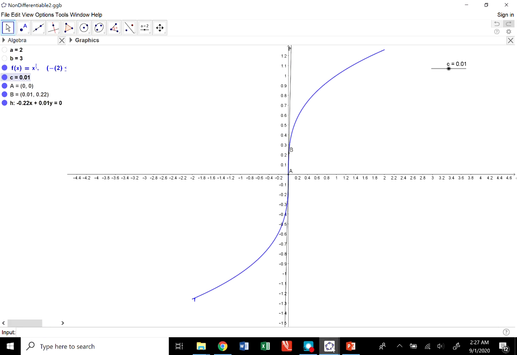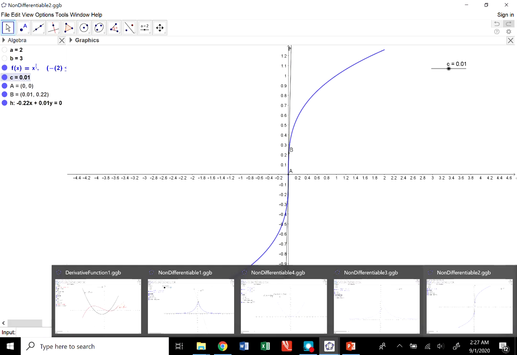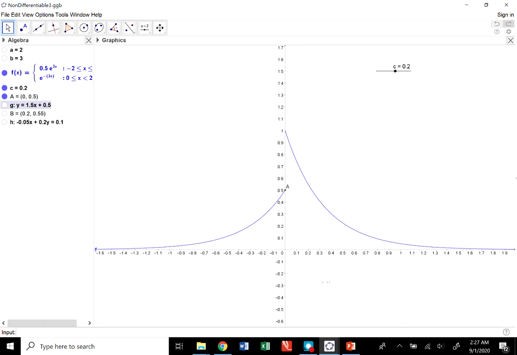Cool. A third scenario, non-differentiable 3. Check this out. Suppose I have a graph of a function that looked like this. Let me ask you, is this function continuous at A?